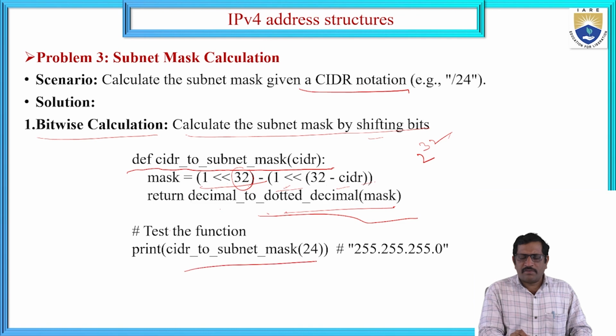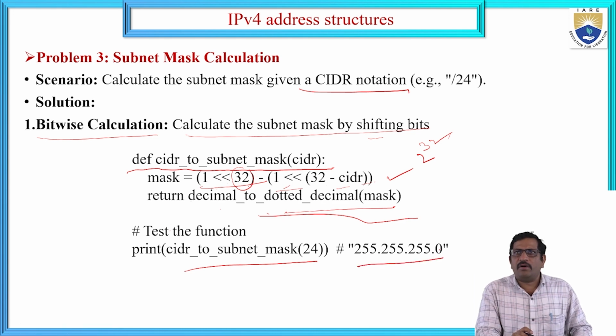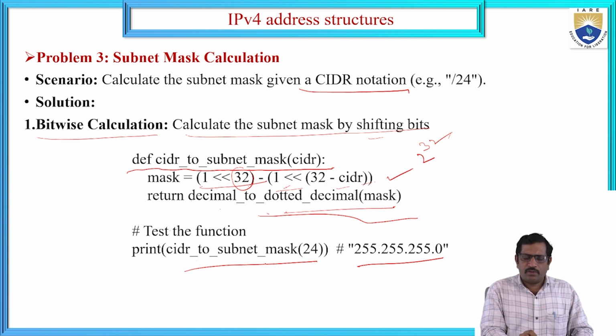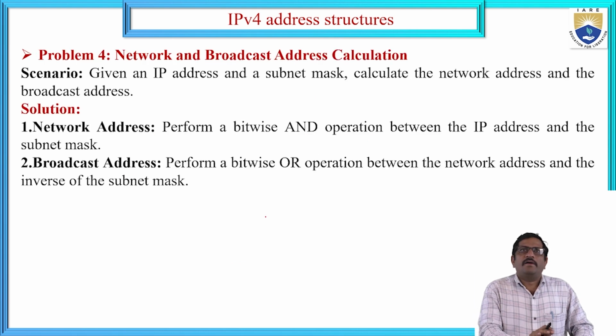So whatever mask value we are getting here in the form of a decimal, now we are testing. What are we testing here? The decimal conversion test can be performed. So this converting test converts into the IP address format. Now we can convert into the IP address format, that is print CIDR to subnet mask 24, testing the functions. Problem 4, that is network and broadcast address calculations.